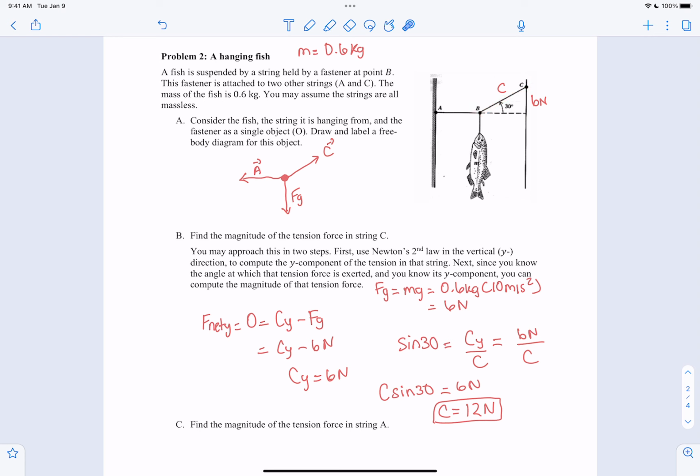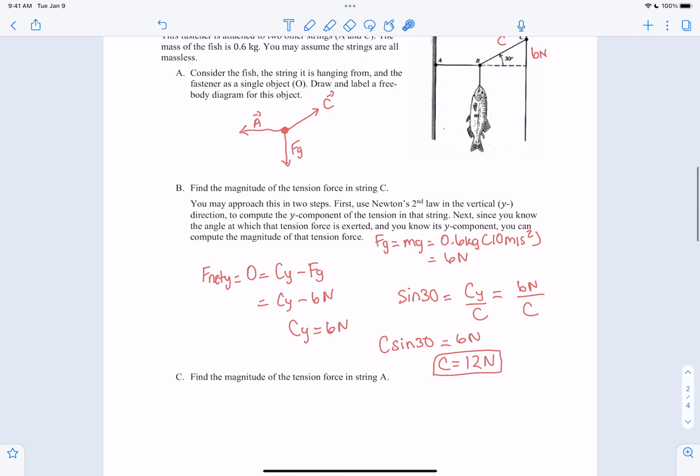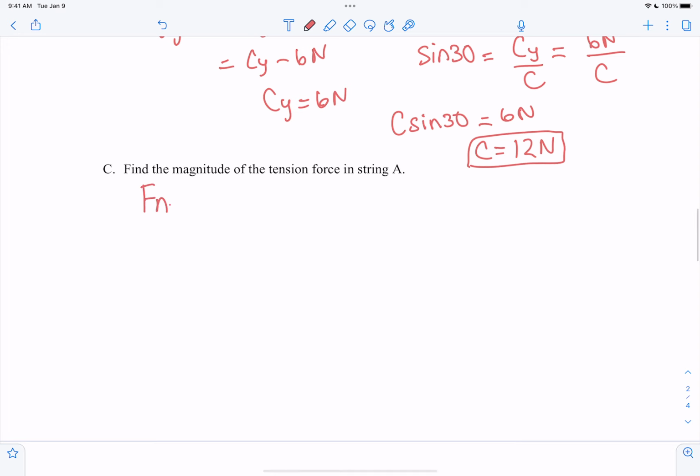So now we have C, we have CY. We have access to values that can help us figure out CX, in the x direction, because FG is not going to help us there since it's just in the y direction. So we look at an F net equation in the x direction to figure out A and CX. F net X we know to be 0, because there's no motion in the x direction at all, so there's no net force. So F net X is equal to 0.